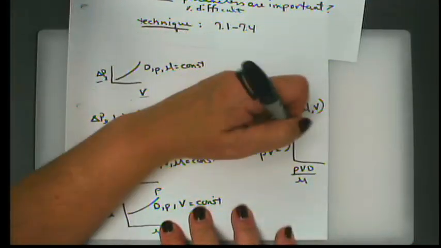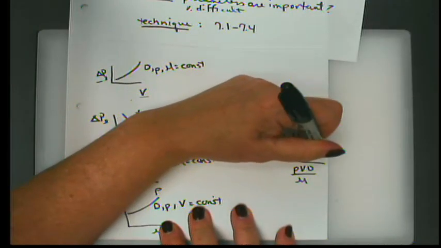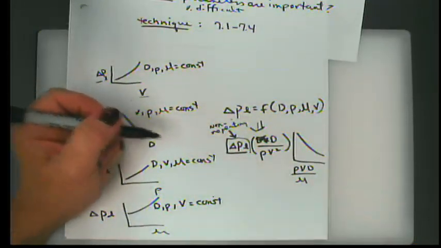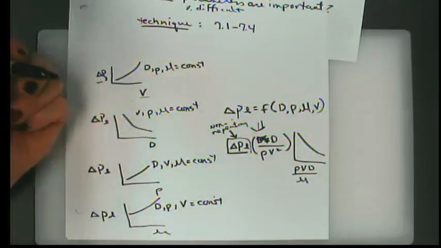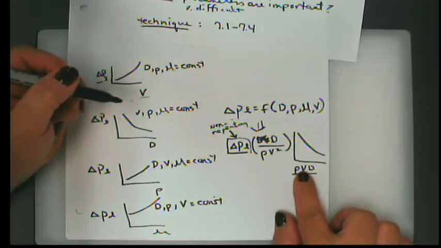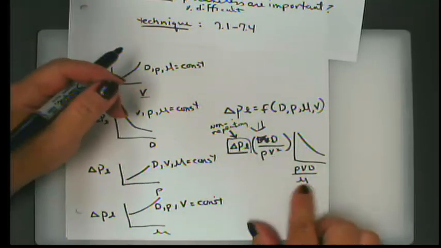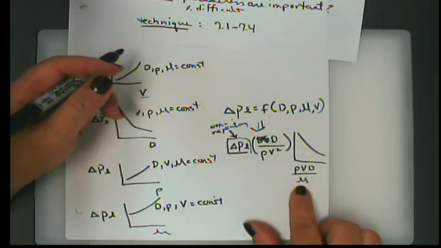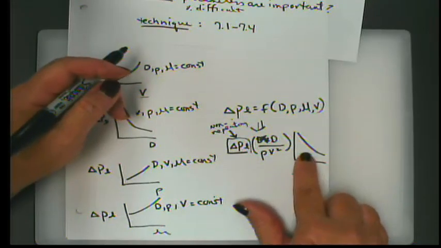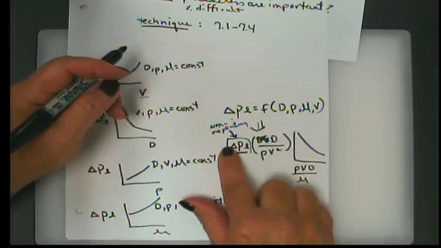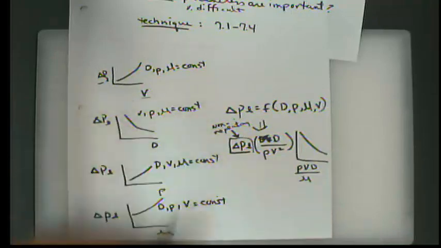But if we plot this kind of a group versus this kind of a group, we get a relationship that looks like this. Now this is much more general because, like I said, we could change rho, or we could change velocity, or we could change diameter, or we could change viscosity, and we could still use a graph like this to find out what this function looks like.